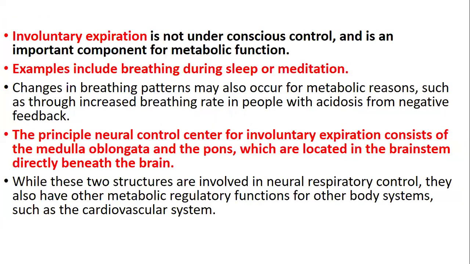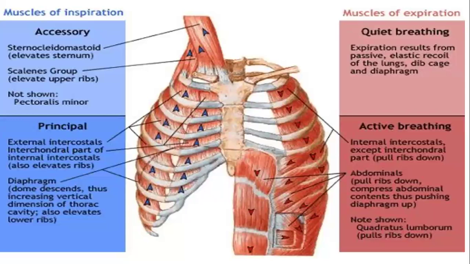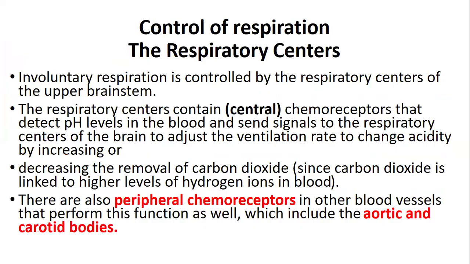Involuntary expiration, on the other hand, is the one that does not happen under conscious control. This one, you don't think about it, like the normal breathing that we are doing. Nobody's thinking about breathing. It is just happening. The principal neural control center for involuntary expiration consists of the medulla oblongata and the pons that are located in the brainstem, directly beneath the brain. And these are just the muscles that help us achieve these activities and what they do.